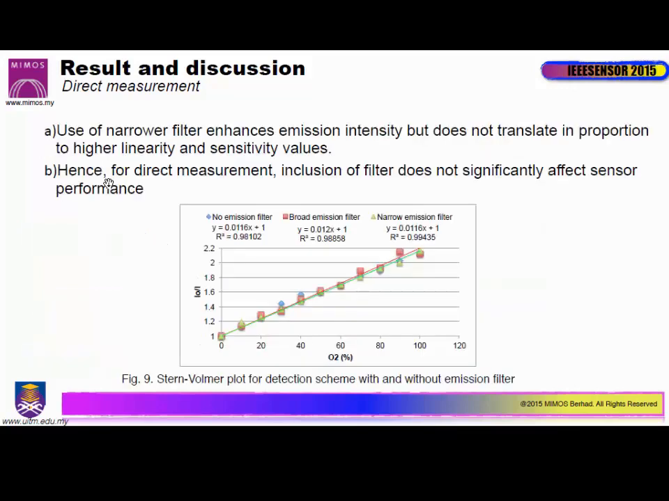So what we did was we plot this Stern-Volmer plot again, and we noticed that there's no significant improvement with respect to the sensitivity and also the linearity of the sensor itself. So having said that, the sensor itself behaves very linear in its sensitivity.